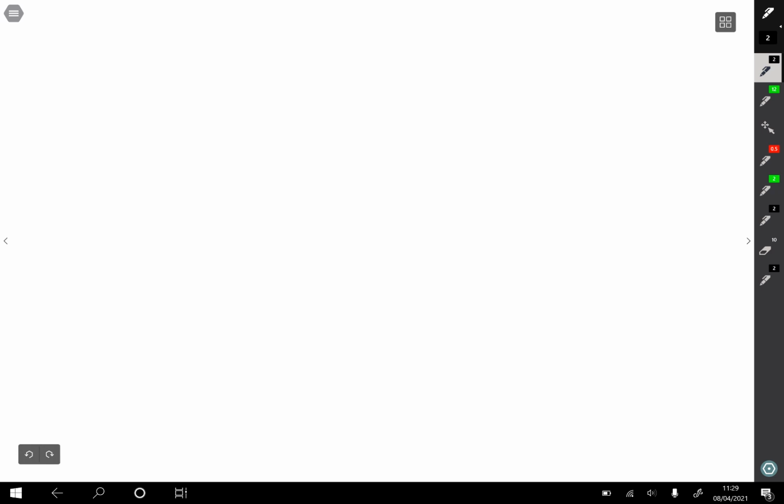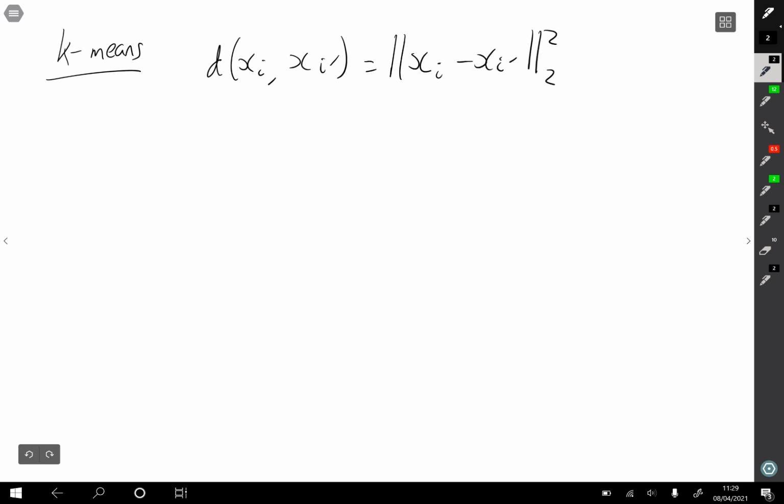So far we've not specified the distance function. K-means uses the squared Euclidean distance for d(xi, xi prime). Now, as we said so far, we can use different distances. You can use the median, you can use all kinds of different things that have been proposed here. But if we use the squared Euclidean distance, in that case we get a nice simplification.